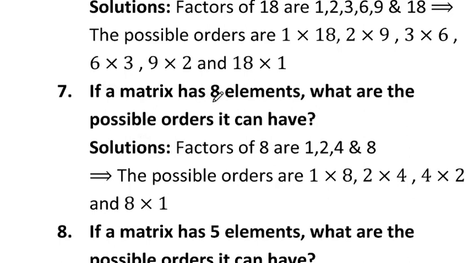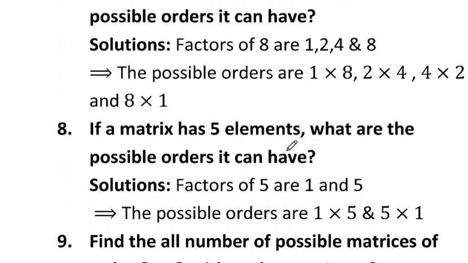See this question. If a matrix has 8 elements, what are the possible orders it can have? And 8 means, what are the factors of 8? 1, 2, 4 and 8. And possible orders are 1 cross 8, 2 cross 4, 4 cross 2 and 8 cross 1.